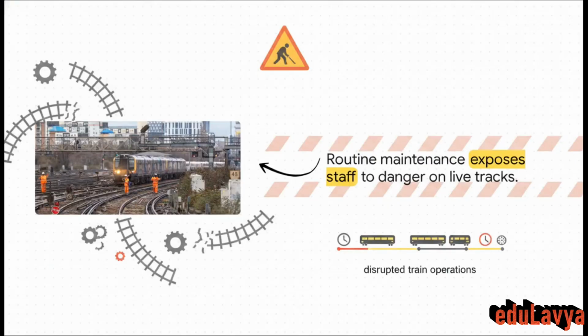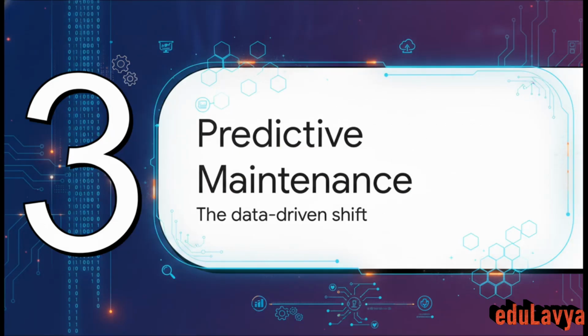But there's a huge catch here. Sending staff out into hazardous environments, like live, active railway lines, just for routine checks, exposes them to really significant danger. Plus, it disrupts train operations. And the crazy part is, a lot of the time, the equipment they are risking their lives to check was actually working perfectly fine.